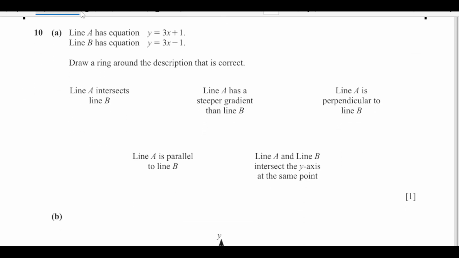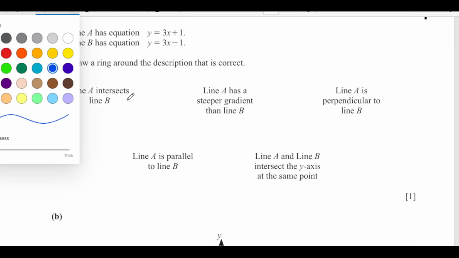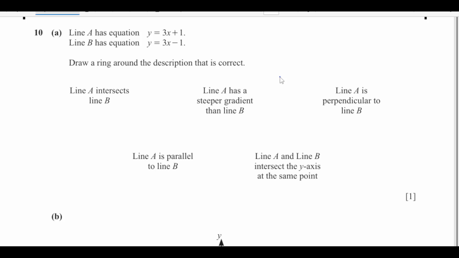Now number 10, we have a question here. Line A has equation 3x plus 1, line B has equation 3x minus 1. Draw a ring around the description that is correct. So this is a line of the form y equals mx plus c, where m is the gradient and c is the y-intercept. So line A intersects line B, we don't know if it intersects or not. Then line A has a steeper gradient than line B. So if you observe, the gradient is 3 here, so the gradient is equal. When the gradient is equal, then lines are parallel. So I can see one statement here which matches that line A is parallel to line B.